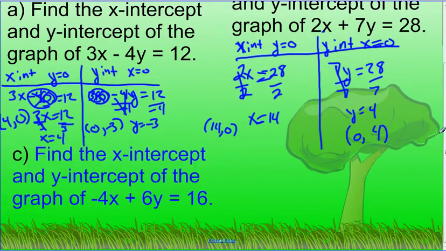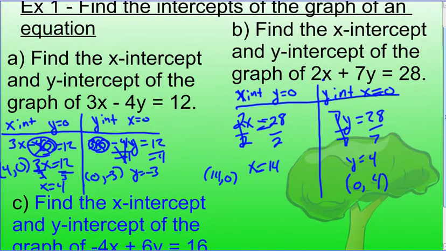Go ahead and try this letter C on your own. Pause the video, do your work. When you're ready, hit play, and we will go through it together. Alrighty. I'm going to get rid of letter B here.